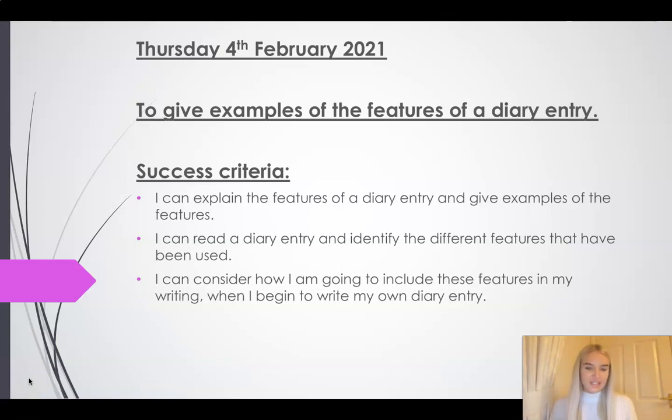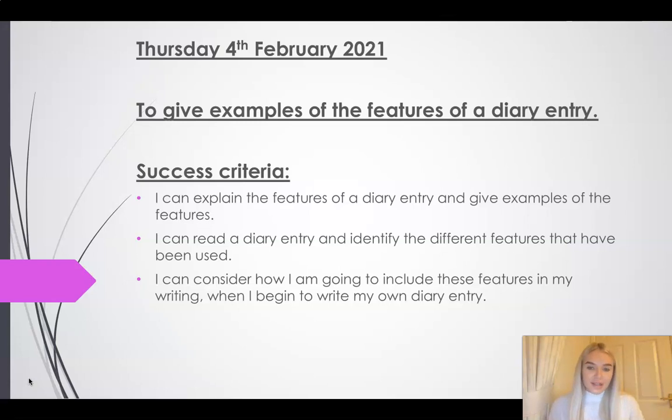We're going to be continuing with something similar that we did yesterday. Yesterday we were looking at the features of a diary entry, really starting to analyse and annotate those features. Today we're going to do the same, but this time we're going to focus on how we can give specific examples of where we'd use these features so that we can possibly use them in our writing when we're writing diary entries next week.